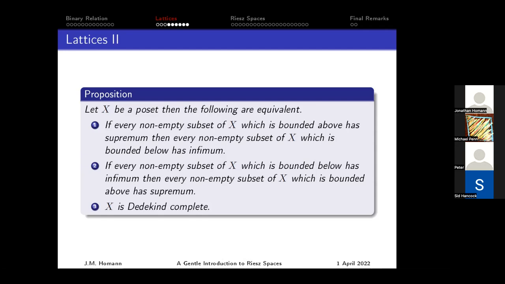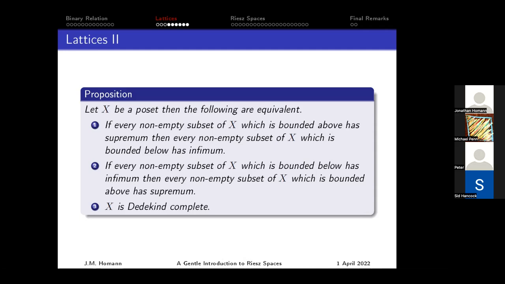So what we'll do, we'll say let X be a poset, and let's suppose that every non-empty subset of X which is bounded above has supremum. Now let's take any non-empty subset of X, let's call it A, and suppose that it is bounded below. Then it means that the set of lower bounds of A is non-empty. And since every lower bound of A is dominated by every member of A, we have that the set of lower bounds of A is bounded above.